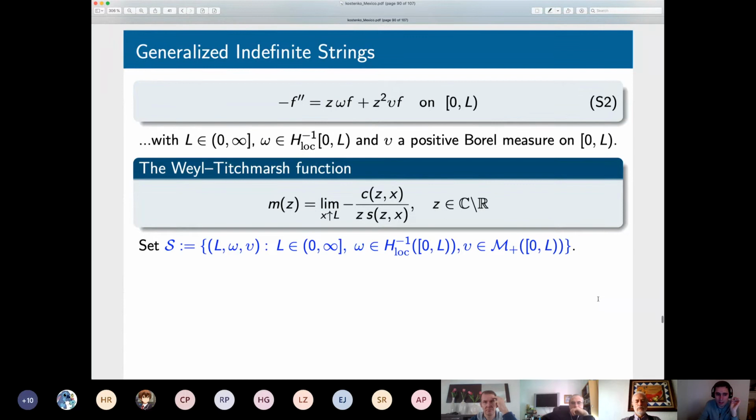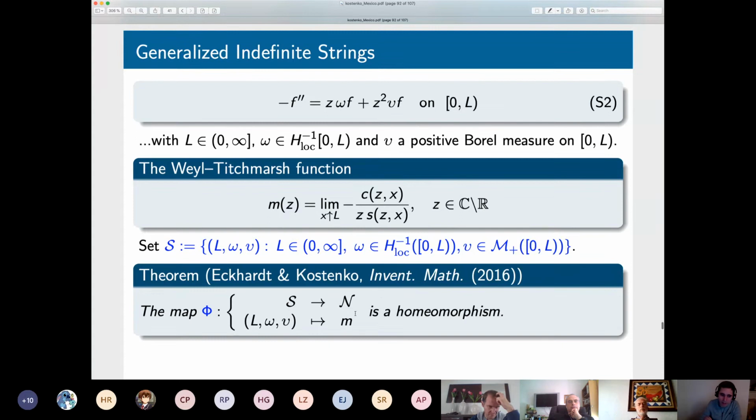And so, in analogy to Krein strings, we have a map from all such triples, which we call generalized indefinite strings. That is, length, distribution omega, and positive measure V here. Each such triple is mapped into a Herglotz function. And it turns out that this map is a homeomorphism. That is, this map is bijective, continuous, and the inverse map is also continuous.